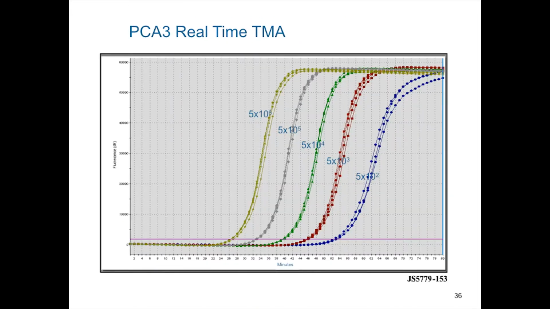So this isn't CT numbers, this is just time. As amplification takes place, it self-reports. This just shows the output of a prototype PCA3. PCA3 is prostate cancer assay. It ended up not getting moved into the PCA product, but again, very useful.